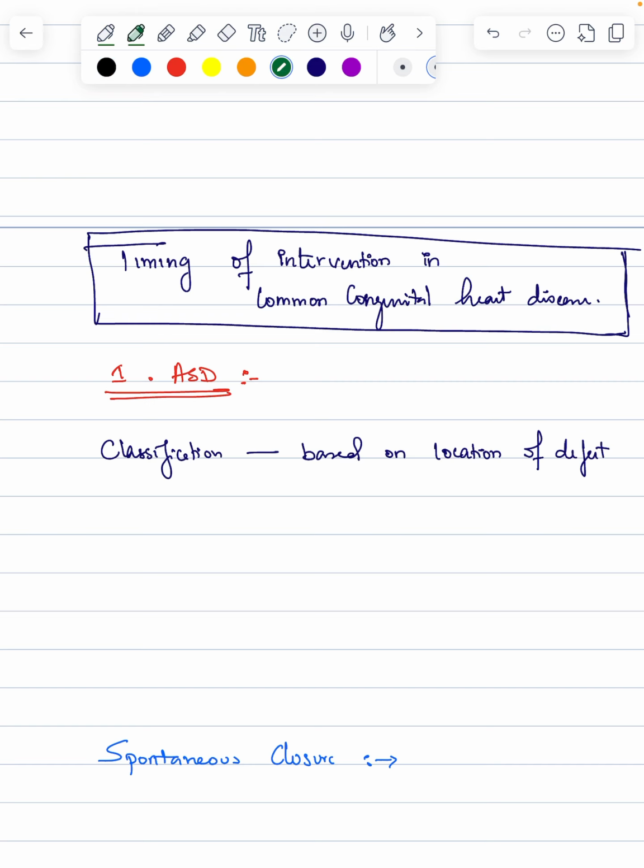It constitutes around 15 to 20% of all congenital heart disease. So the classification of ASD based on the location.